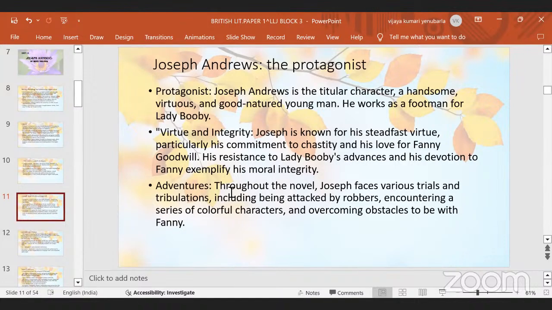Adventures. Throughout the novel, Joseph faces various trials and tribulations, including being attacked by robbers, encountering a series of colorful characters, and overcoming obstacles to be with Fanny.